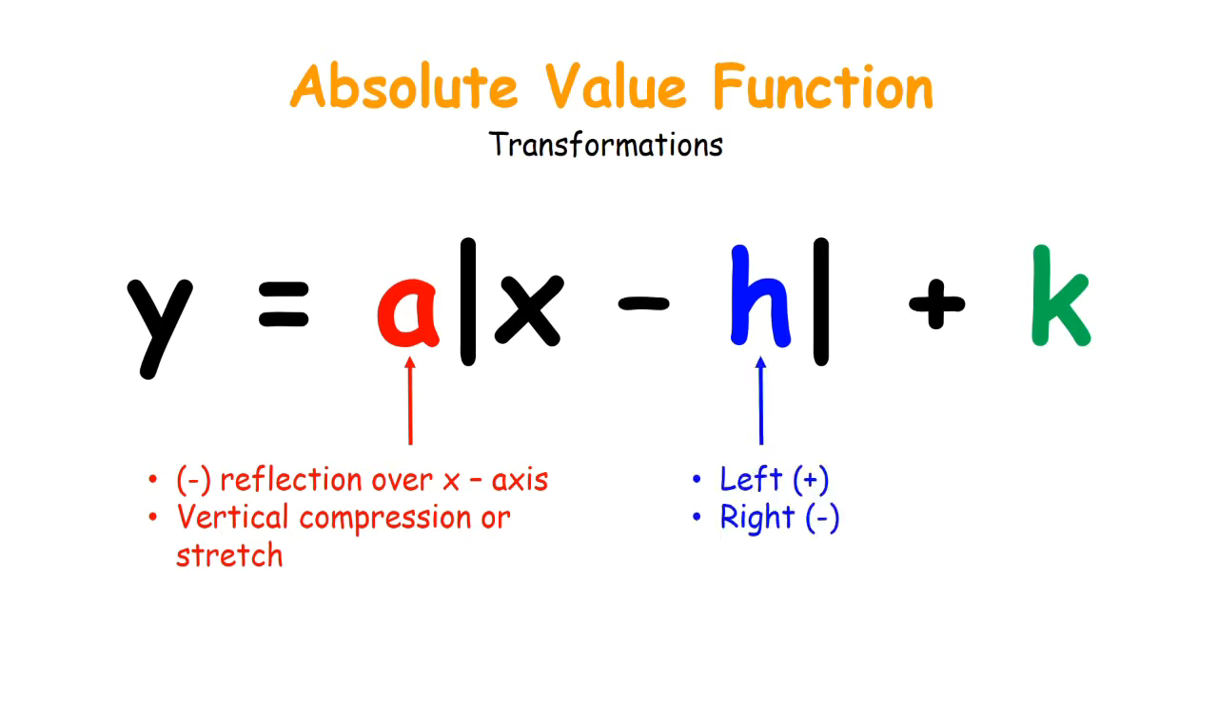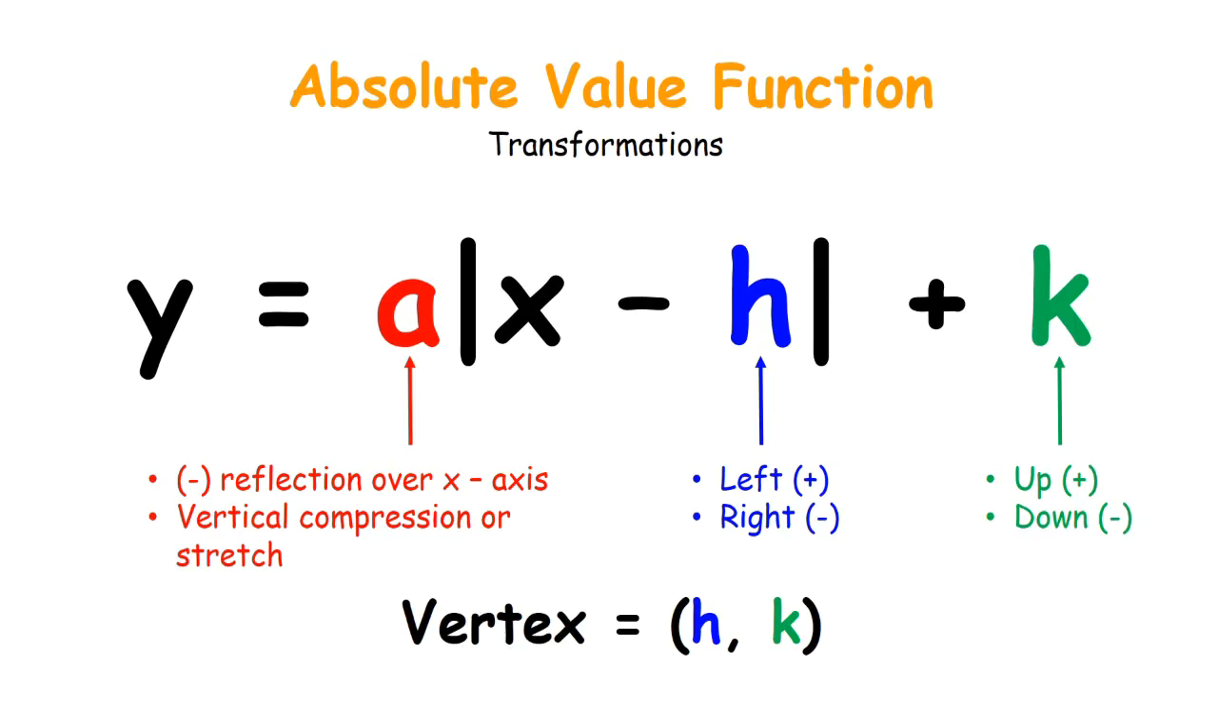The H is going to tell us if it goes left or right. Now if you notice, left is addition and right is subtraction, and that is because of the negative subtraction sign in front of that H. And then the K indicates up for positive and down for negative.